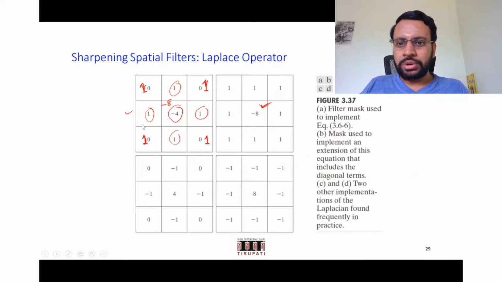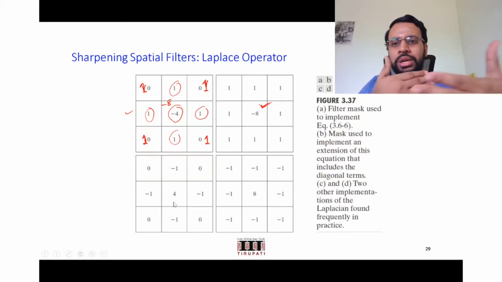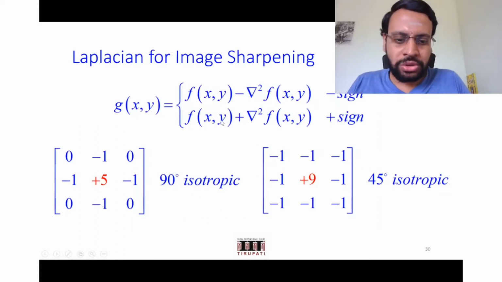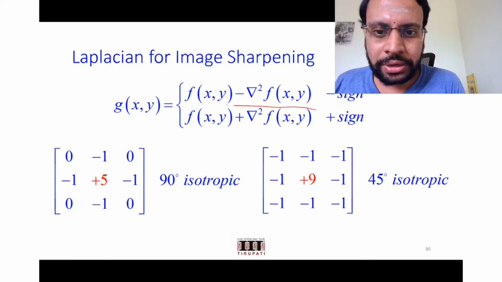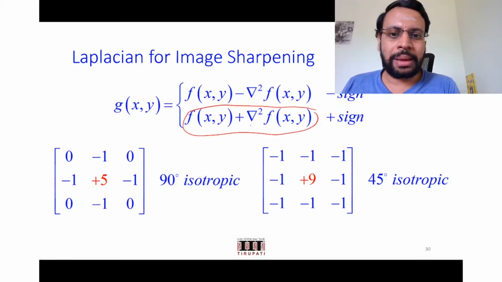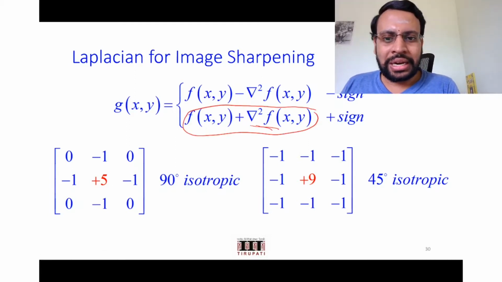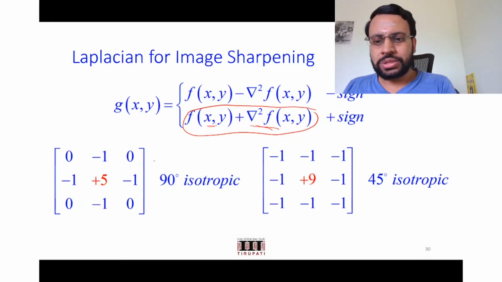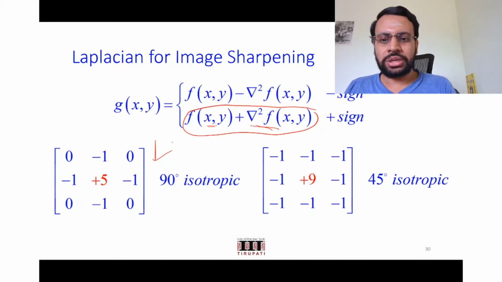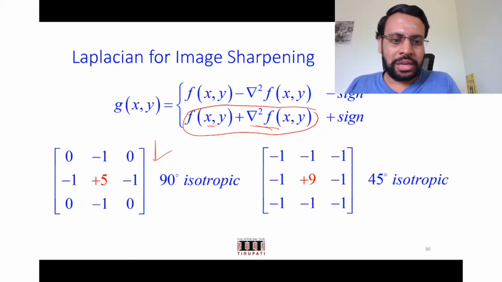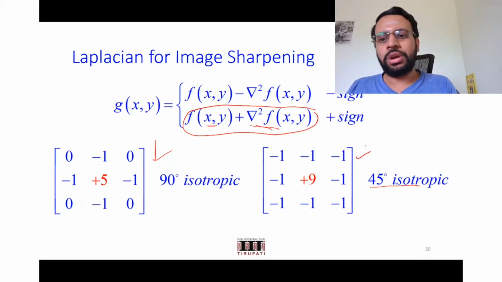And then you consider this, and you add to that the original image. For the time being you just focus on this part. You compute the Laplacian, and at the (x,y) pixel you just add it to the original intensity. That's what the mask looks like. Similarly, if you are using the 45 degrees isotropic, this is how the mask would look.